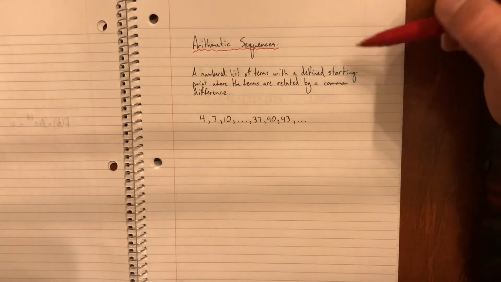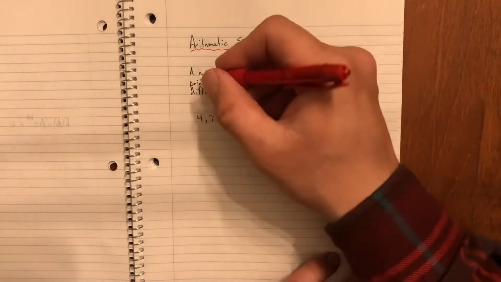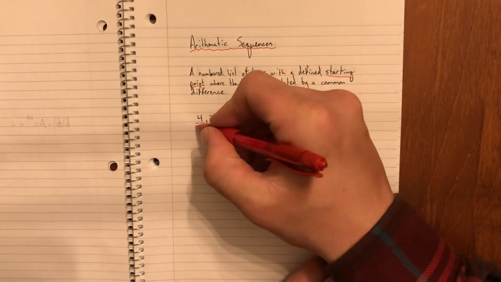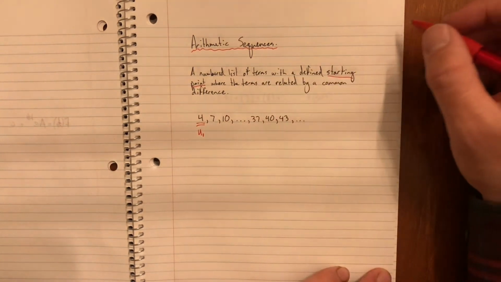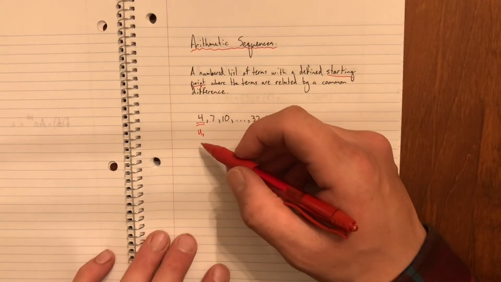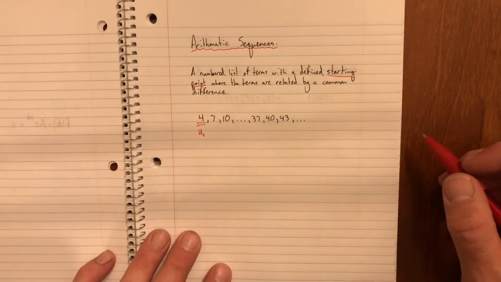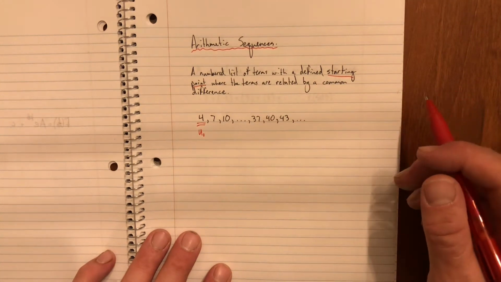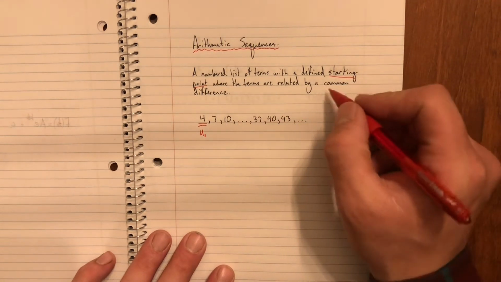Now, what is an arithmetic sequence? Well, it's a numbered list of terms with a defined starting point. It's a very important part. And we actually define our starting point as the first number, and we specifically call it U sub 1, or just U1, meaning this is the first unit in our sequence. I'm going to misspeak and say series and sequence often. I apologize in advance. Where the terms are related by a common difference.